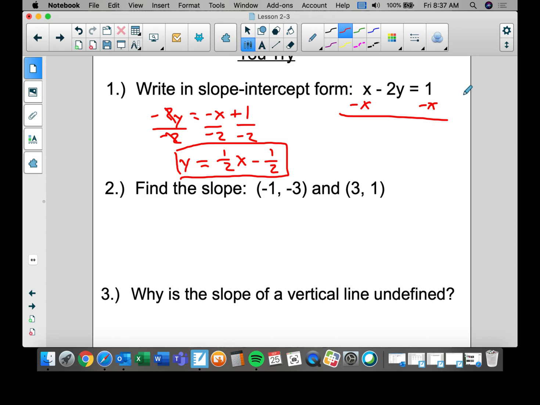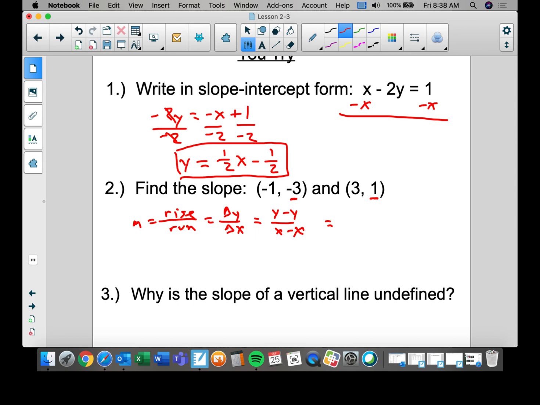Finding the slope. If you remember, slope is, like we said, rise over run, or we can think of it as a change in y over change in x, or we can think of it kind of as coordinates, y minus y over x minus x. So if we do that, I'm going to look at change in y versus change in x. In this problem, I'm going to look at the y values.